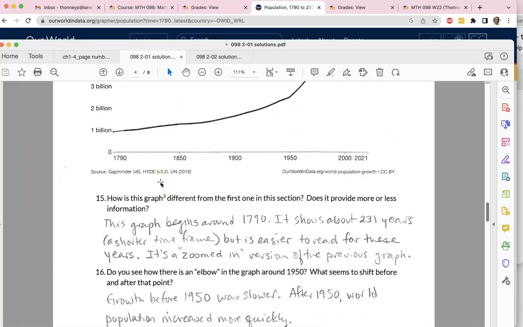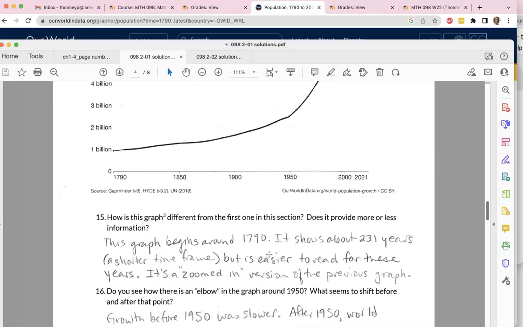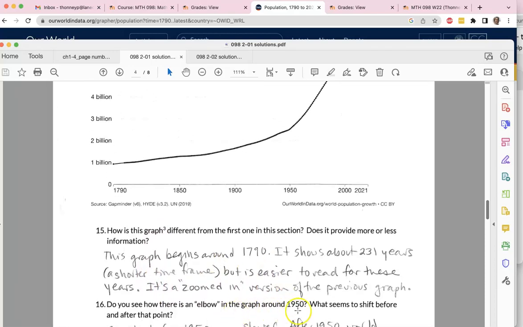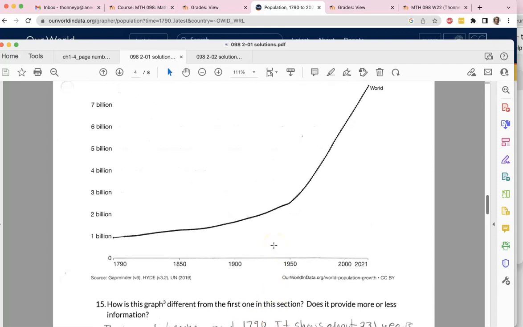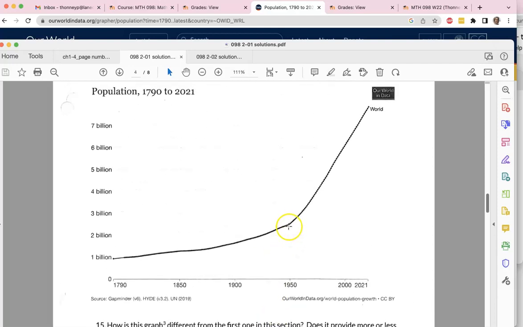So that's what I said on question 15, is that it's a zoomed in version. And can you see that there is an elbow in the graph around 1950? What seems to shift before and after that point? So here, this does seem to be kind of a critical point where we go from slower growth to faster world population growth. And that might be curious.